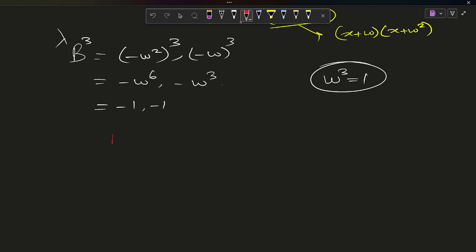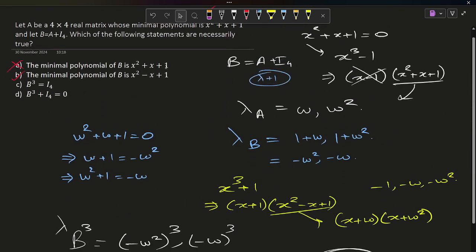If we take this matrix, the eigenvalues of B cube plus I4 will be 0 and 0, since we have minus 1 and minus 1 here. So B cube plus I4 will be equal to 0. I think this is again the correct option. So option D is correct and option C is false, as they gave the wrong statement here.